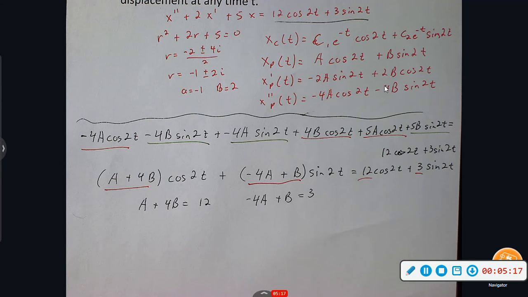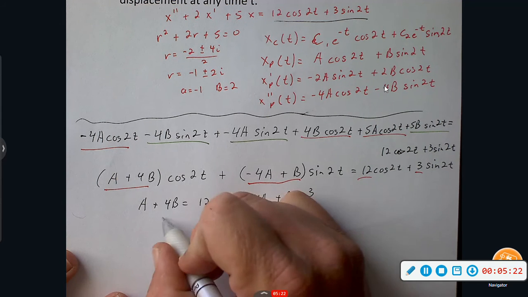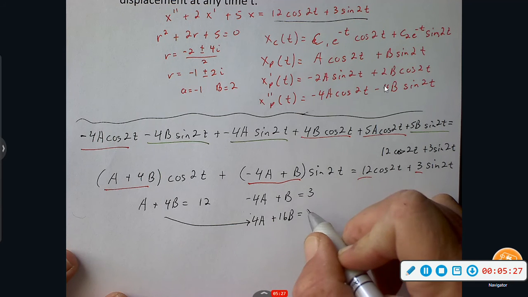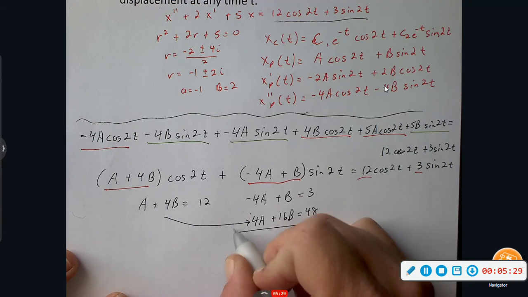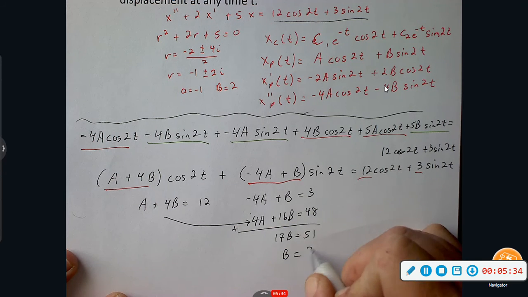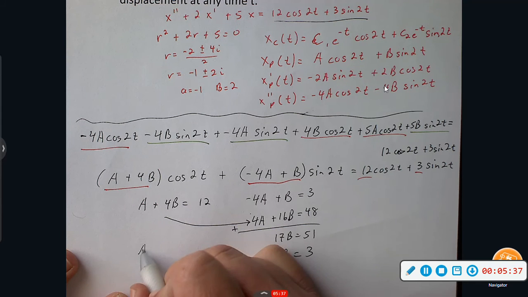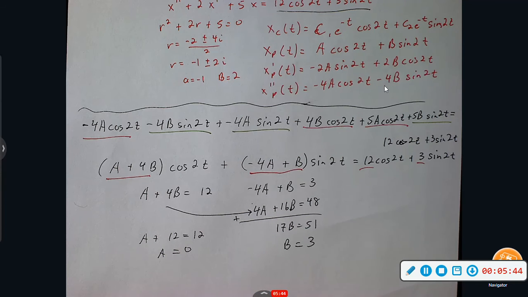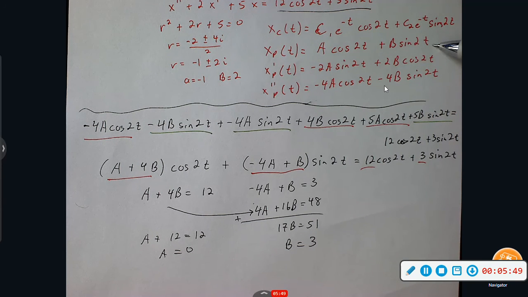All right, so just multiplying this equation by positive 4, we're going to get 4a plus 16b equals 48. That's 17b equals 51. B equals 3. Plugging it back in over here. A plus 12 equals 12. A equals 0. So that tells us our xp of t is just going to be 3 sine 2t, added to the end of our xc of t.